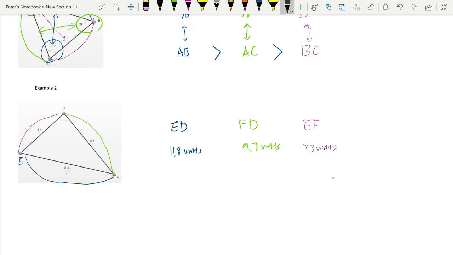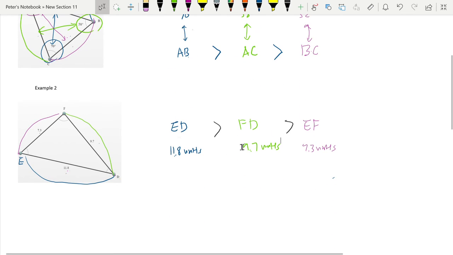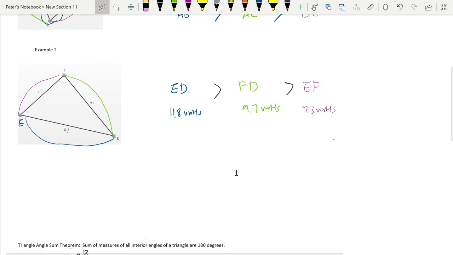All right, so this is in descending order, very similar to what we did over here. Only difference is here measures of angles were given, and here the length is given on the sides. And based on this, we can determine which has the largest angle, and that is going to be opposite of this side here, measure of angle F. All right, measure of angle F will be the largest angle.